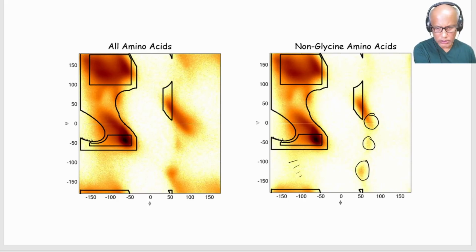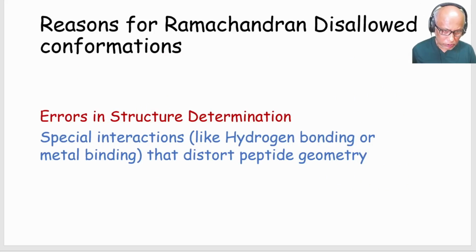So we have to find an explanation for these, because now that the glycines are out, we don't have an easy enough explanation why these amino acid conformations are outside the allowed regions of the map. There can be various reasons for this, and let us look at them. The number one reason, of course, is errors in structure determination.